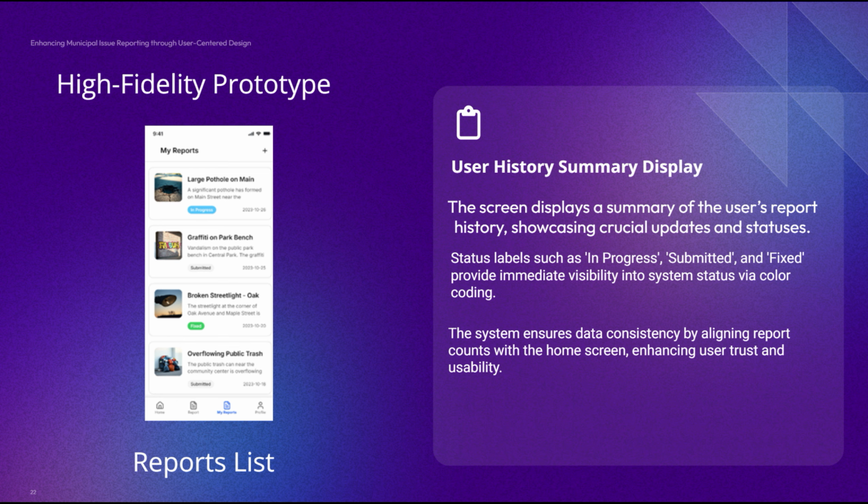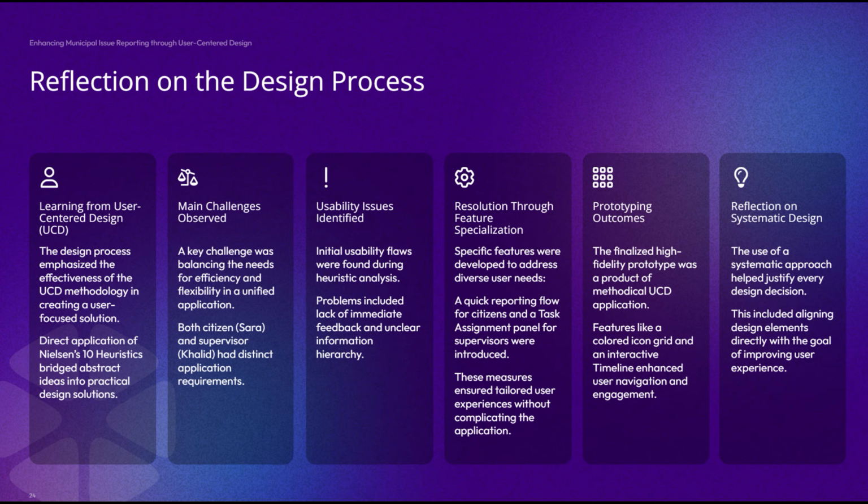Switch back to PowerPoint slides. Slide 9. Reflection and Key Learnings. Challenge and Resolution. Script. The most significant learning was that applying the heuristic framework directly led to concrete design decisions. Every element, from the icon grid to the timeline, is justified by a direct fix. The primary challenge was balancing efficiency and flexibility for two vastly different users, Sara and Khalid. This was resolved by implementing specialized features, the timeline for Sara and the task assignment panel for Khalid, within the shared application core. In summary, the project successfully met all its objectives.